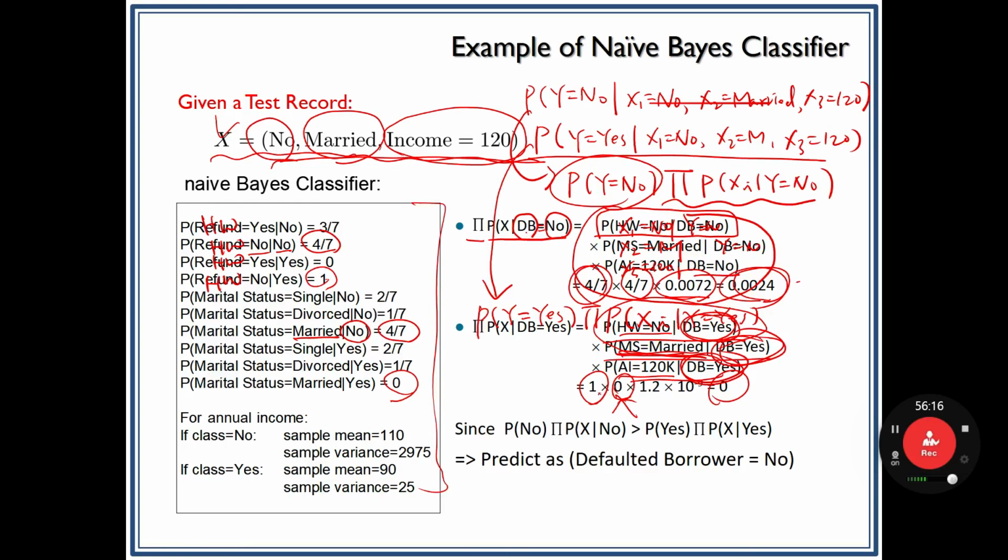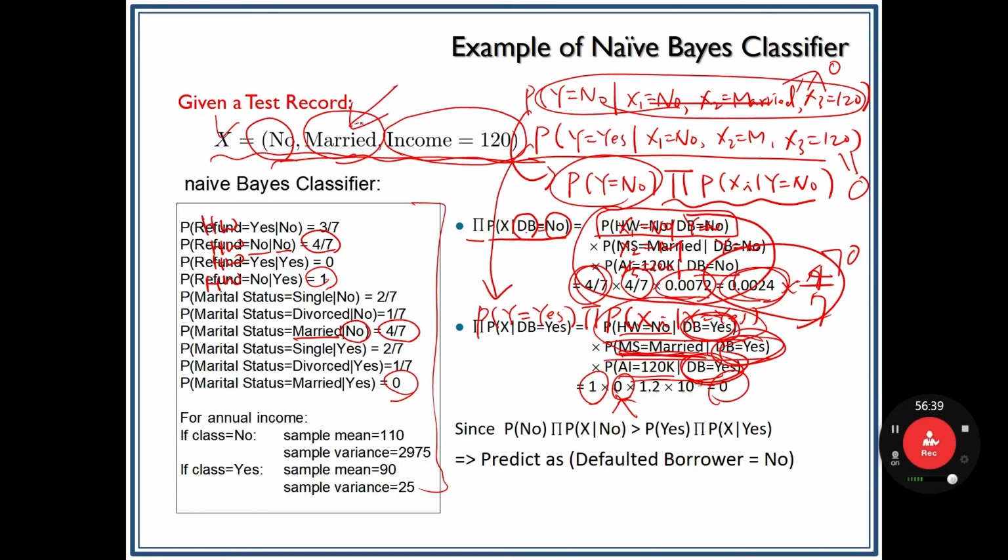Now this posterior probability is 0, and the other posterior probability is greater than 0. I don't know what the value is, that value is 0.0024 times 4/7. That value is greater than 0. So we assign this new data point to class no. The bank will predict that this guy will pay back on time, so the decision is okay, give this guy money. We predict no.